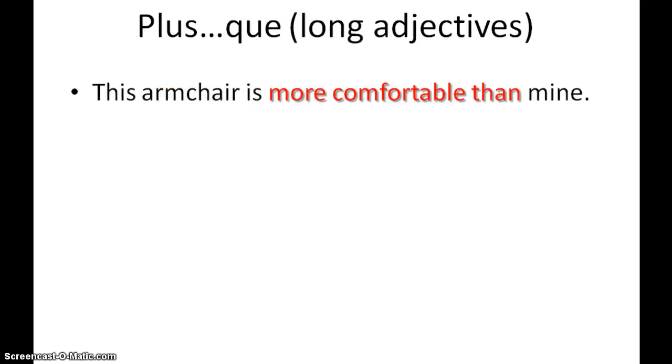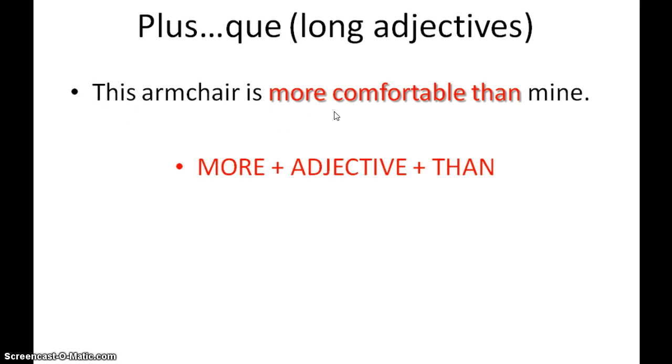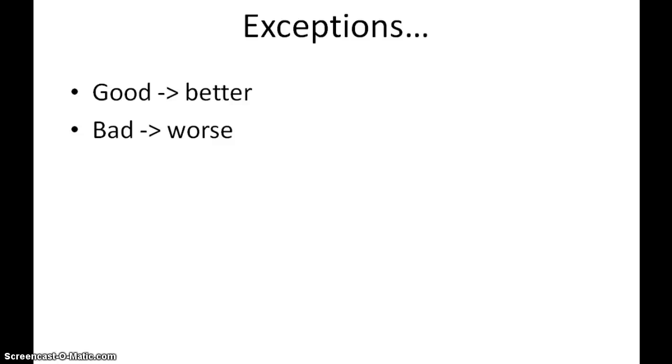For long adjectives, no exceptions, and this is the form you probably know very well. This armchair is more comfortable than mine. More adjective than. Of course, and a language would not be interesting otherwise. There are a few exceptions, which you must learn by heart, very simply. So good becomes better, just like in French, really. Bon, mieux. This film is good, but this one is better. On the opposite, and it's like in French again, bad becomes worse, mauvais, pire.